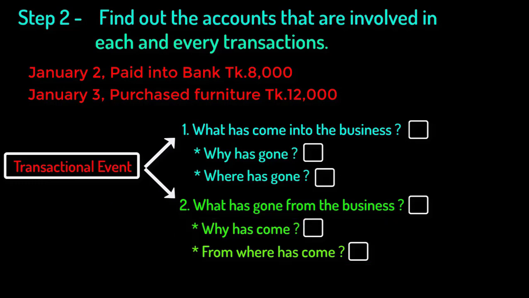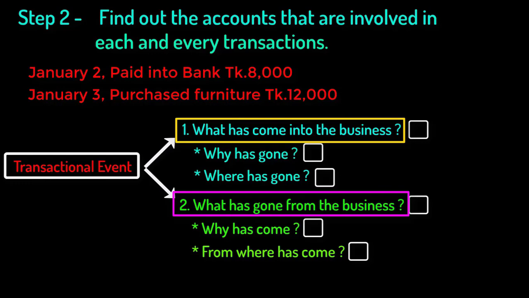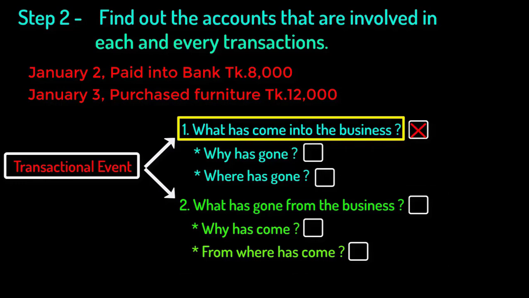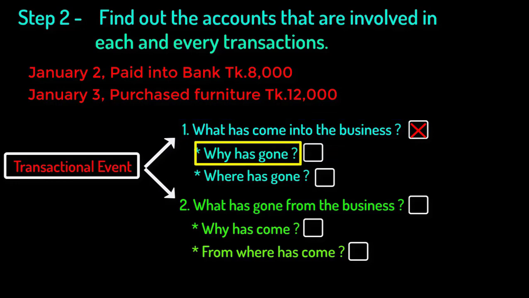At first, you will have to ask yourself these 2 main questions to get all the accounts that are involved in a transaction. You will get at least one account by asking yourself these questions, and you will get the other account by asking yourself these questions. If you do not get the answer to this question, then instead of this question, you will have to ask yourself this question. And again, if you do not get the answer to this question also, then you will have to go for this third question. The same process you will have to apply here.